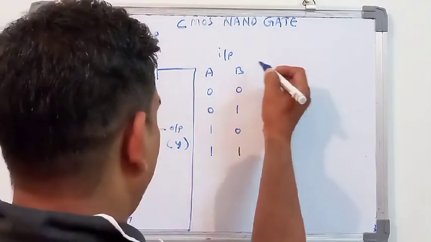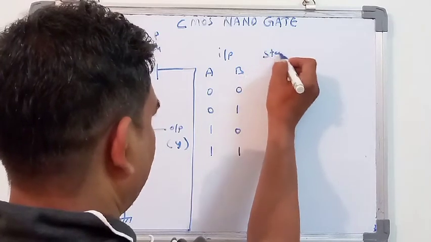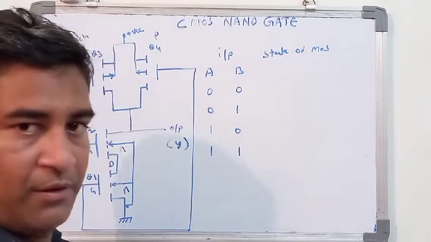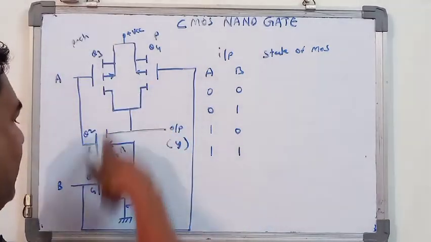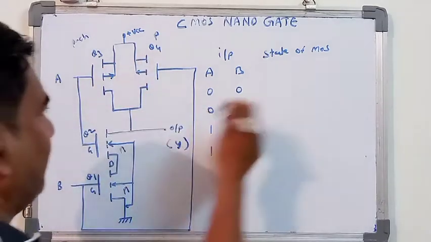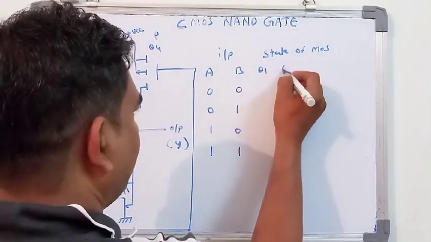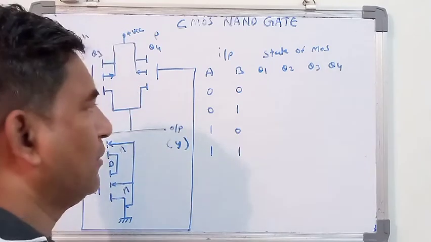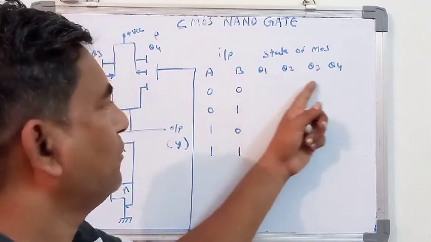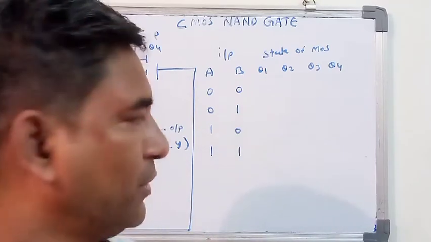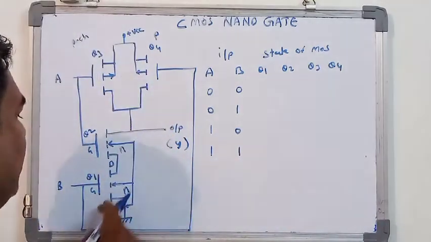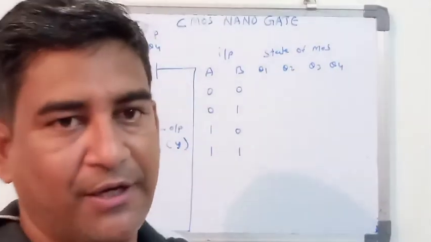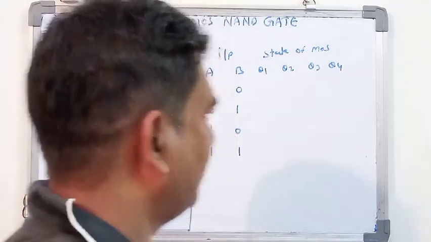as the state of MOS, state of metal oxide semiconductor. Okay, how many transistors are there? Q1, Q2, Q3 and Q4. We will write here Q1, Q2, Q3 and Q4. For understanding this, each of Q1, Q2, Q3 and Q4 is either in an on condition or in an off condition, that we have to see.